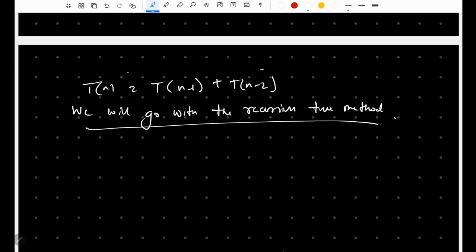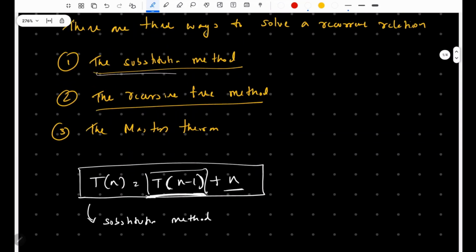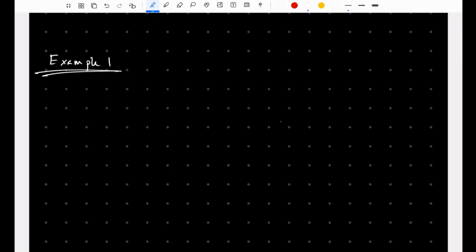According to the previous video, for every recursive program we can write a recurrence relation, and from the recurrence relation we can find out the time complexity. So let's go with the substitution method first. How will we solve a recurrence relation using the substitution method? We will go with the first example.